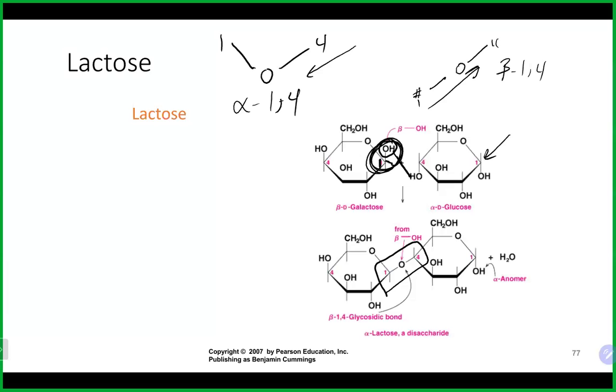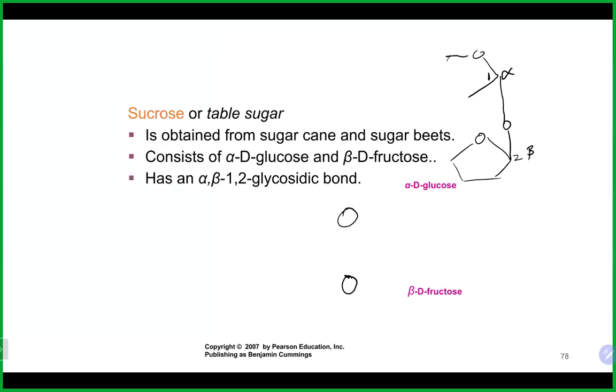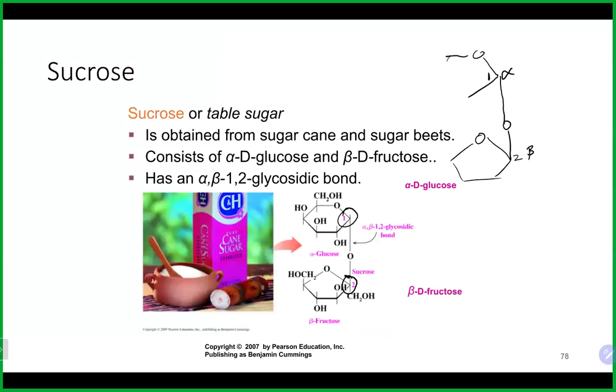So in the case of sucrose, the bonding is happening at both of the alpha and beta carbons. That's why we have both alpha and beta in the name of this glycosidic bond. Question on that? Yeah.